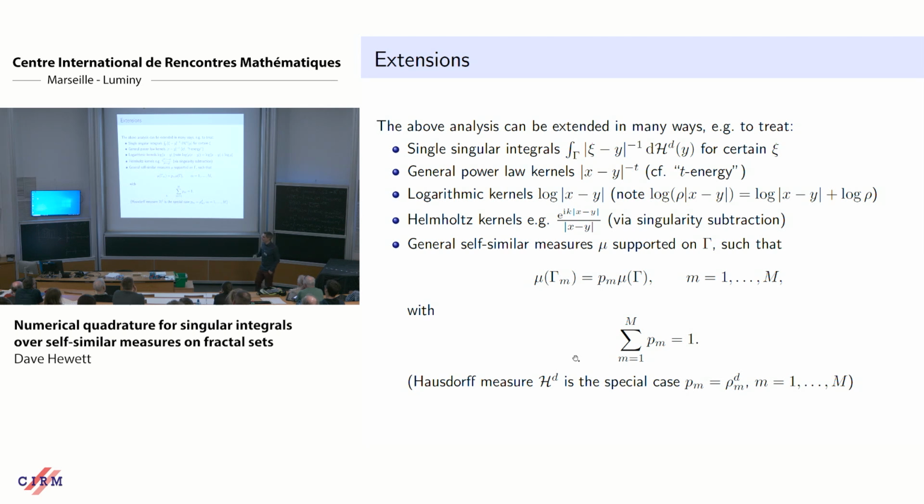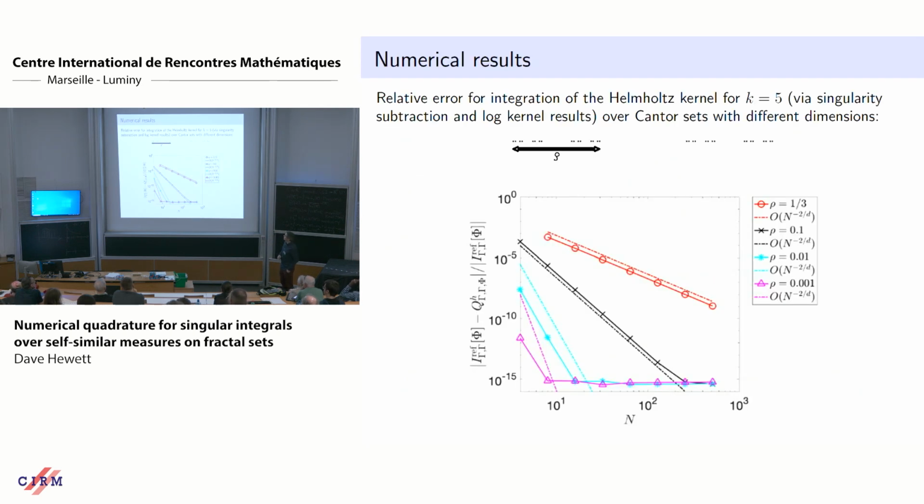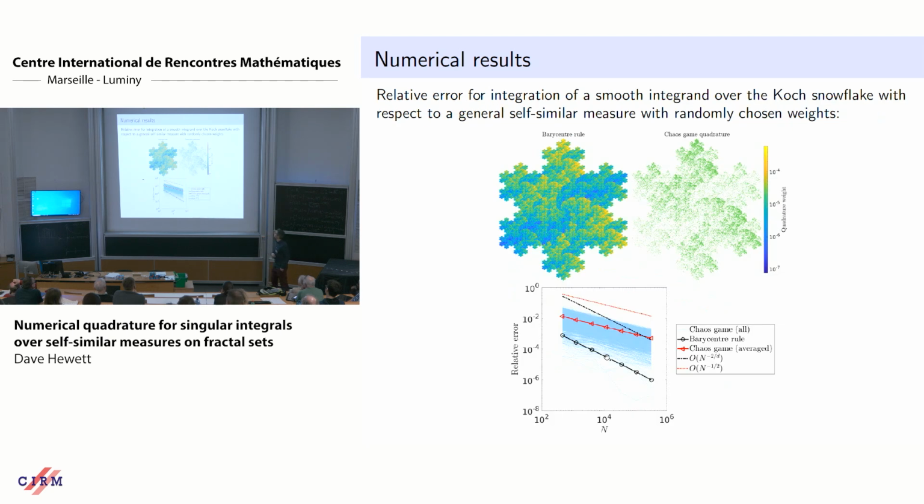And if I can just have a couple of minutes to show you some numerical results to show that this really works. So this is a convergence plot of the relative error in the quadrature as a function of the number of quadrature points, increasing number of quadrature points, for Cantor set with different contraction factors. And in each case, we get very close agreement with our order h² error.